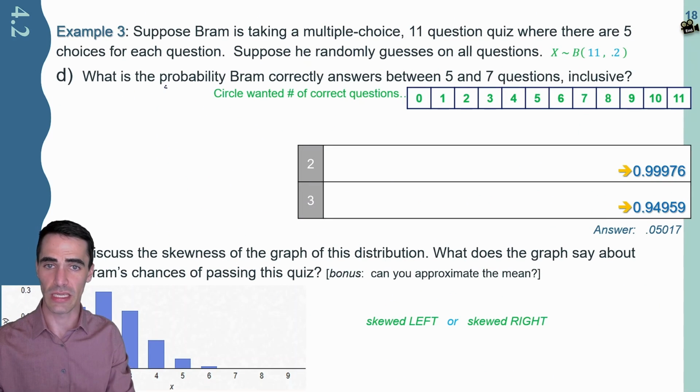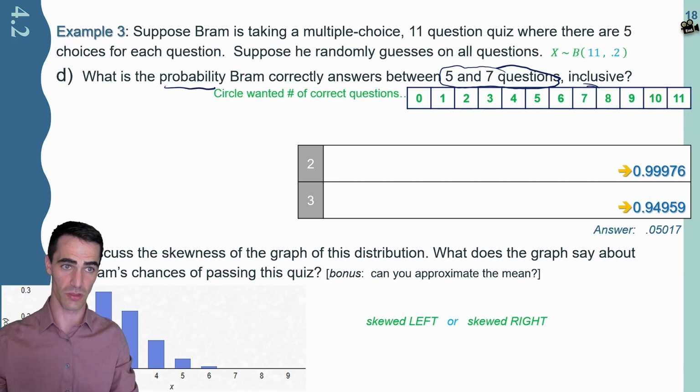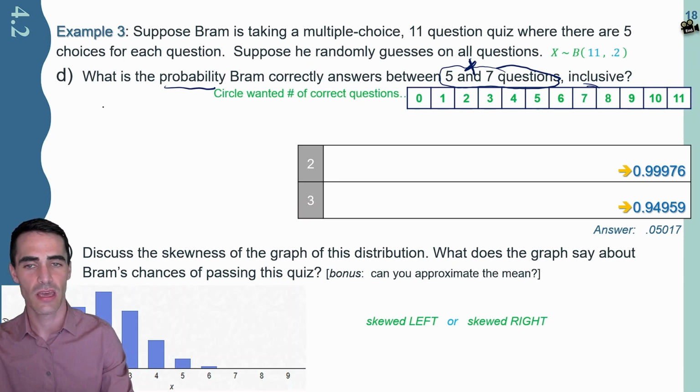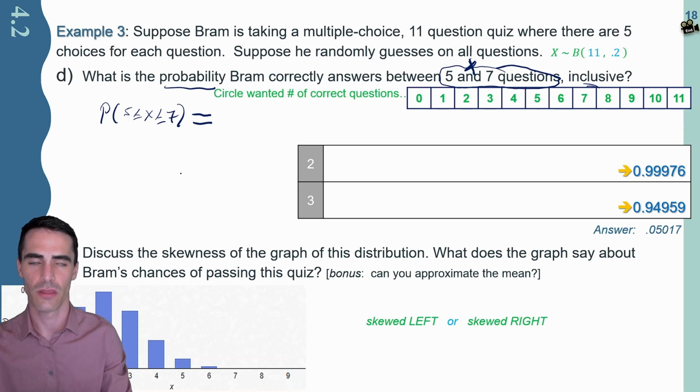What is the probability Bram correctly answered between 5 and 7 questions inclusive? It means I want to include those endpoints. So let me write this: x sitting there in between 5 and 7. If I wanted to write this out, I'd write this as the probability that 5 is less than or equal to x is less than or equal to 7. That x is literally in between those 2 endpoints.